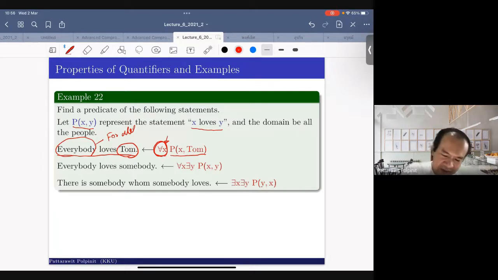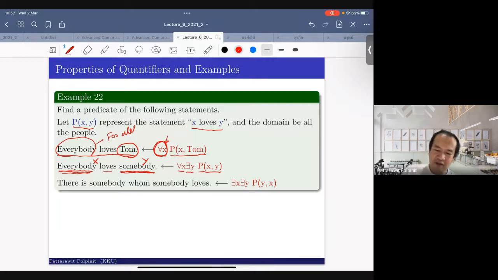The second one: everybody loves somebody. There are two persons. The first person is everybody, the second person is somebody. Let's use x for the first person and y for the second. Because the first one is everybody, we use for all x, and for somebody we use there exists y. So it will be for all x, there exists y, p of x y.